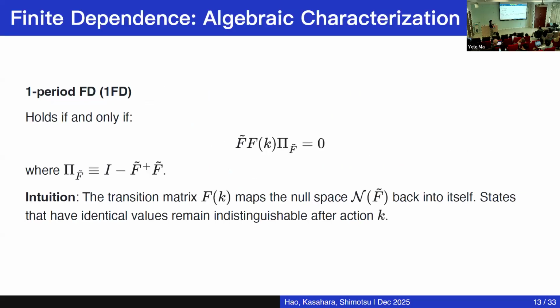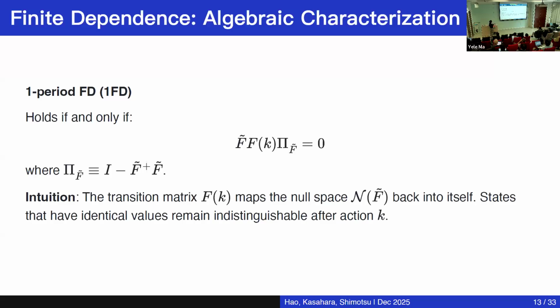And then we characterize the key condition for one-period finite dependence and two-period finite dependence using this characterization. We also do that for a general rho period. Then we realize there's not much sense in going beyond two periods. I'll show you the characterization later.